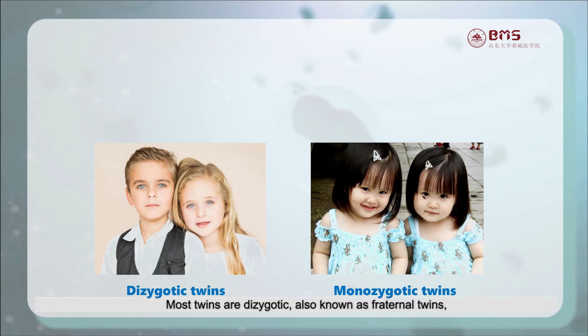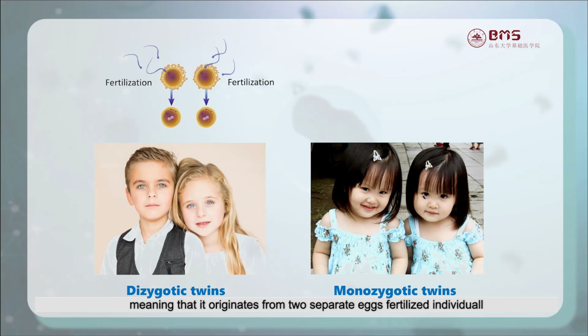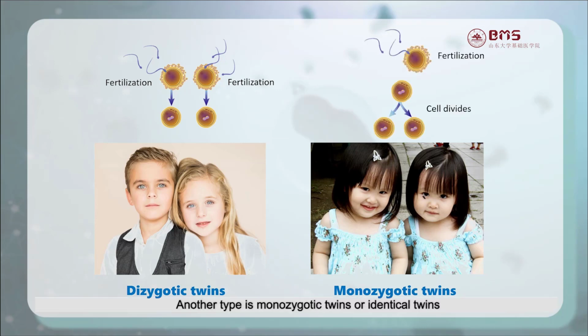Most twins are dizygotic, also known as fraternal twins, meaning that they originate from two separate eggs fertilized individually. Another type is monozygotic twins, or identical twins, which come from a single zygote that quickly splits into two separate groups of cells.